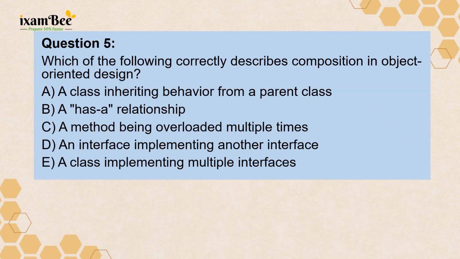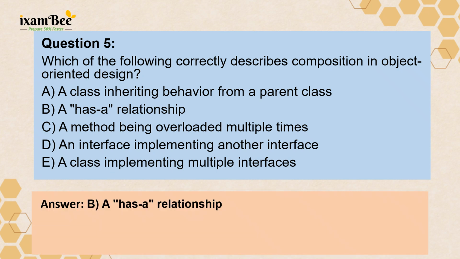In this next question, it asks which of the following correctly describes composition in object-oriented design. And the answer to this question is B, has a relationship. So if you are talking about composition in object-oriented design, then it would have a has-a relationship.